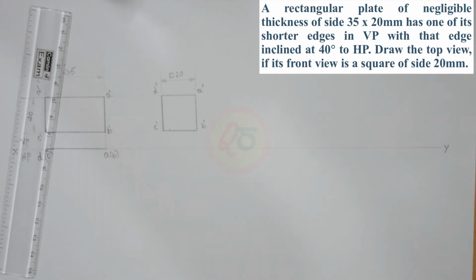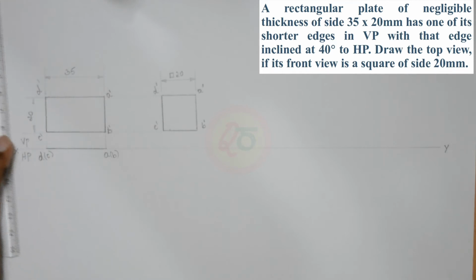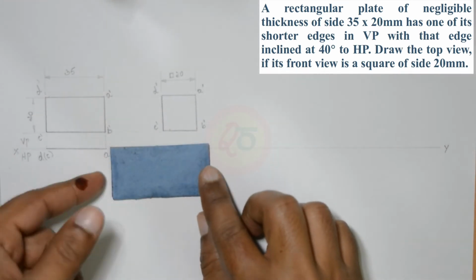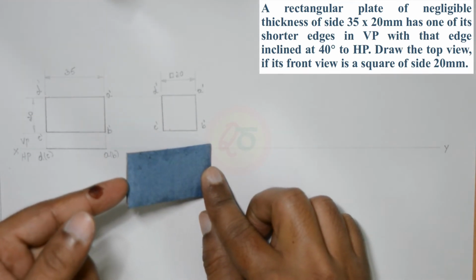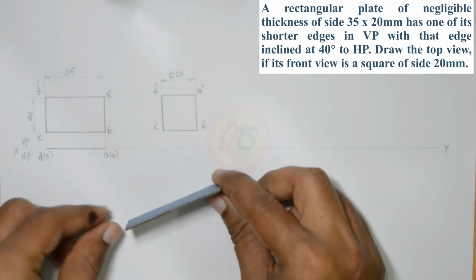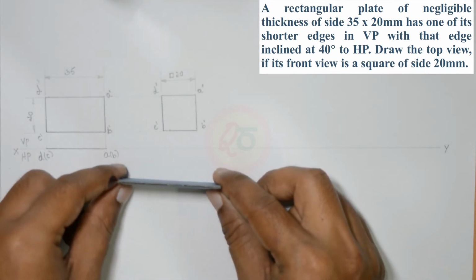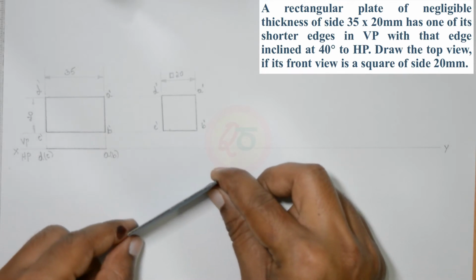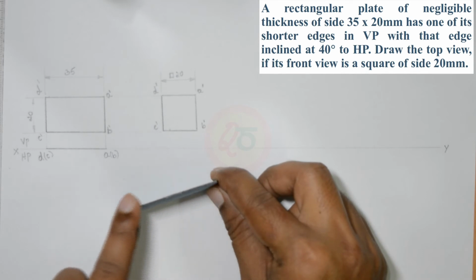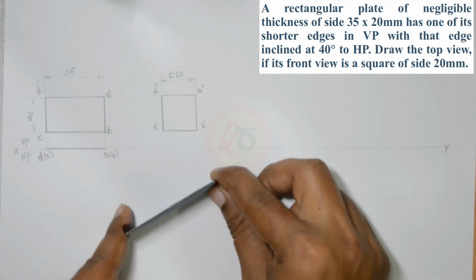Now we need to construct the top view. So how do we construct the top view? Say, when the inclination takes place in the front view, the projection of the straight line will get inclined like this. The length of the projected straight line will not change. It will only take the inclination.